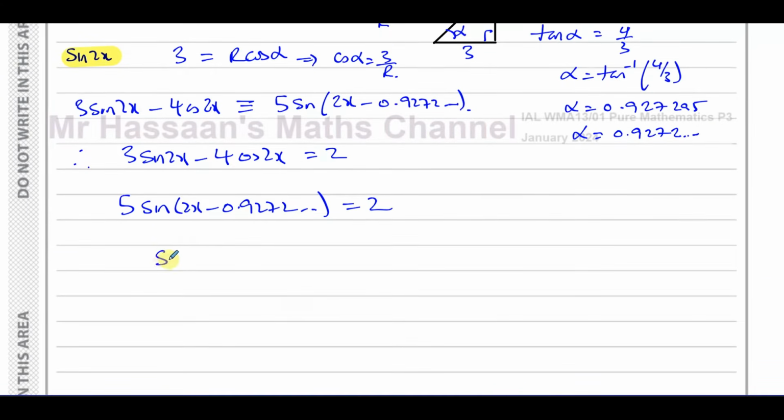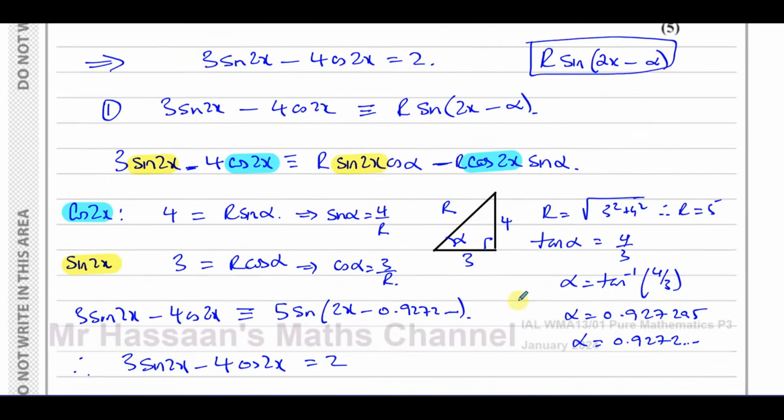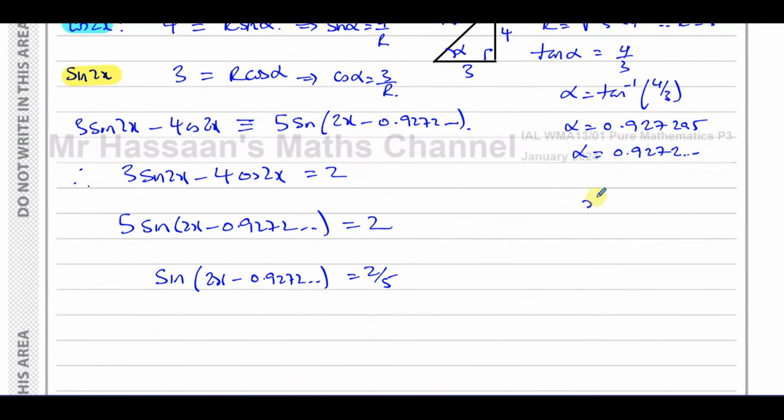Divide both sides by 5, so we have sine of 2x minus 0.9272 equals 2 over 5. Now let's look at the limits that we have. The limits are between pi and 3 pi over 2. So we have x is between pi and 3 pi over 2, and we're solving for 2x minus 0.9272. So our limits have to be adjusted accordingly to this.